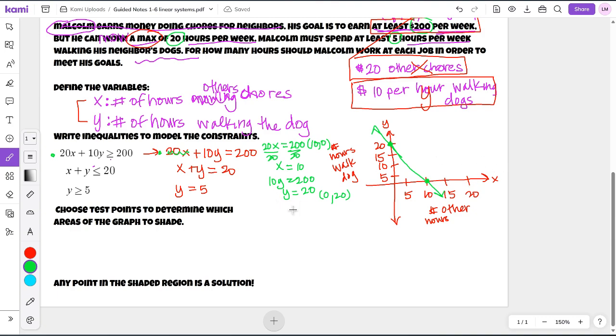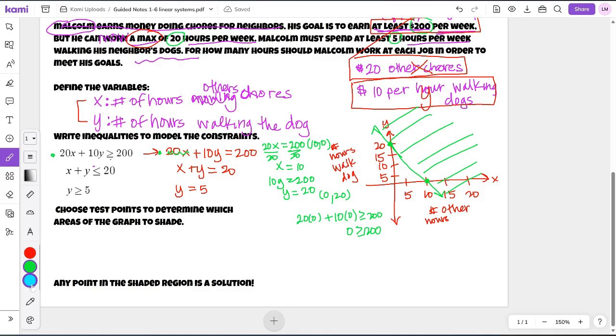So I'm going to plug in (0, 0). So 20 times 0 plus 10 times 0 is greater than or equal to 200. 0 is bigger than or equal to 200. That is absolutely not true. So we will not shade this way. We're going to shade this direction. All right, so now I know my solution set has to be a point somewhere over here.